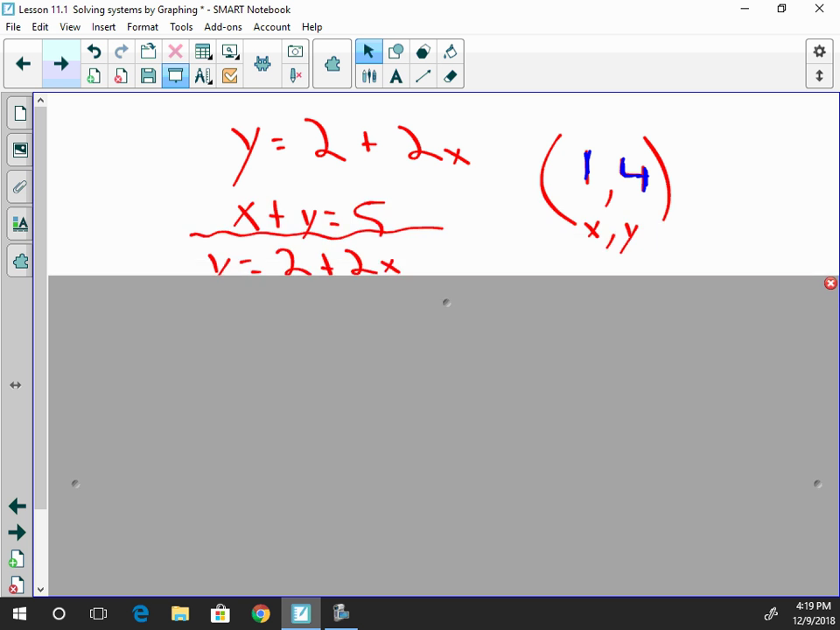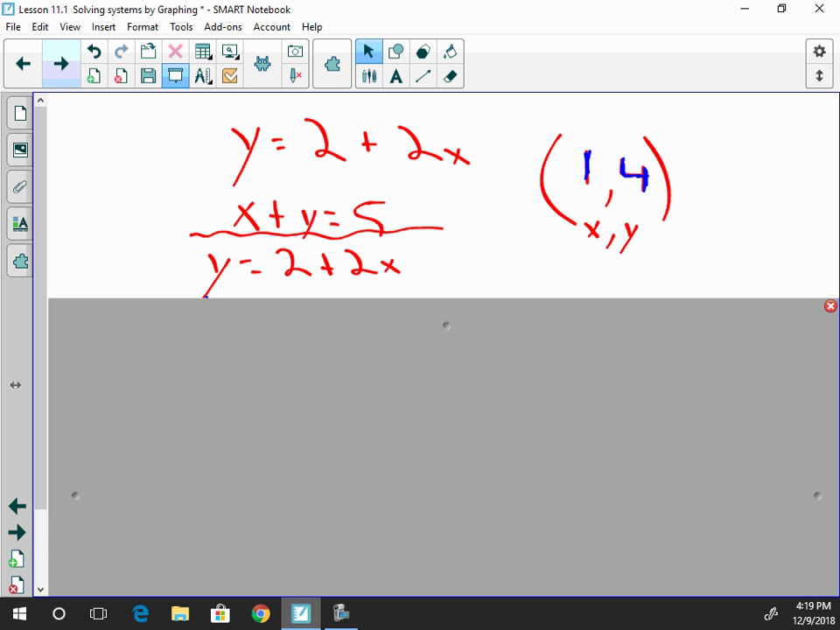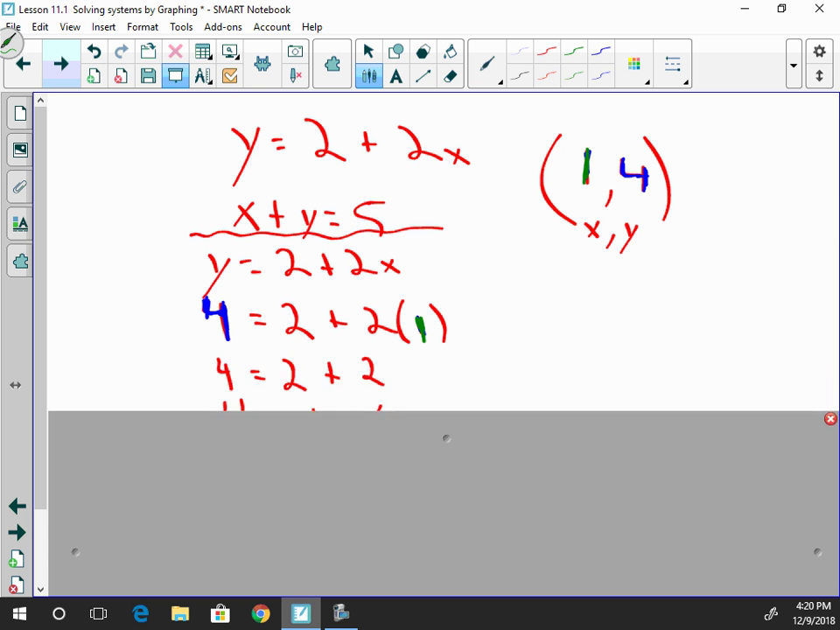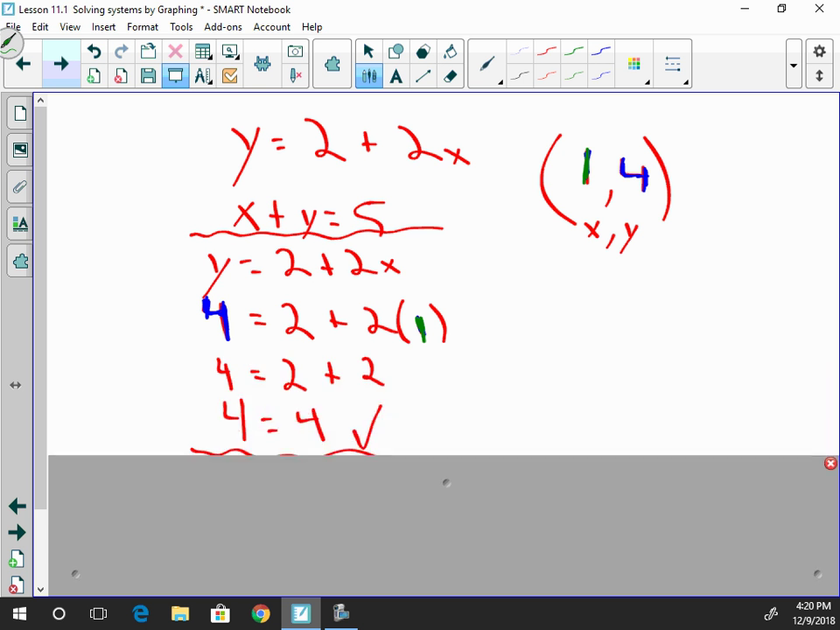I'm substituting in those values. So I kind of scribbled over the top, but that 4 goes in for y, and that 1 goes in for x. I'm doing it real time here, right? And the 4 is in for y. So on the right-hand side, I get 4 is equal to 2 plus 2. I get 4 equals 4, checks out.